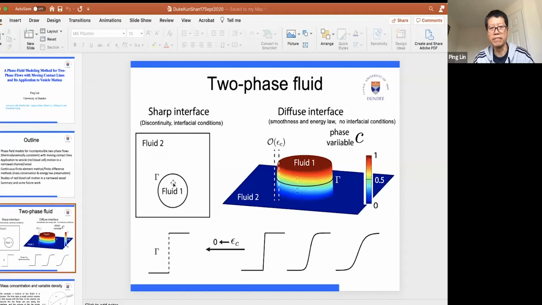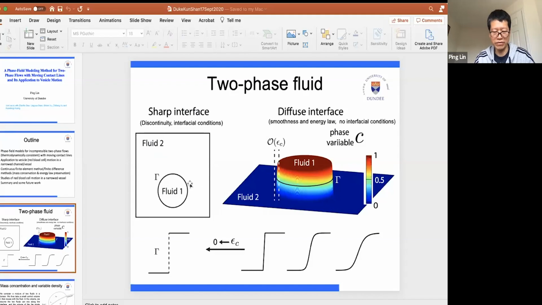And then the modeling is relatively easy if you consider sharp interface models. That means for fluid 1, you have the well-known Navier-Stokes equations. You can model it using the Navier-Stokes equations, and then for fluid 2, you also use Navier-Stokes equations. Then you can easily write down the model for the sharp interface model.